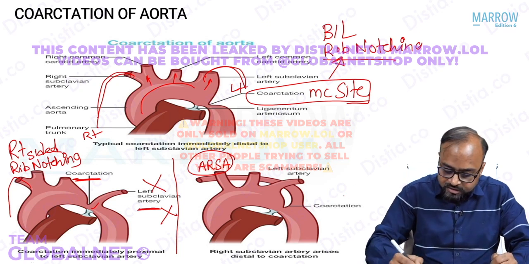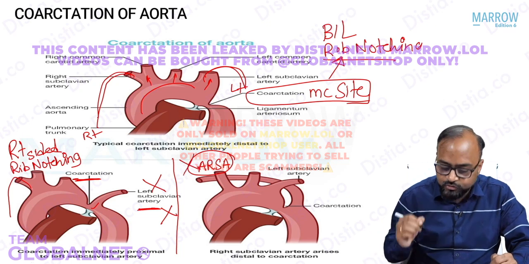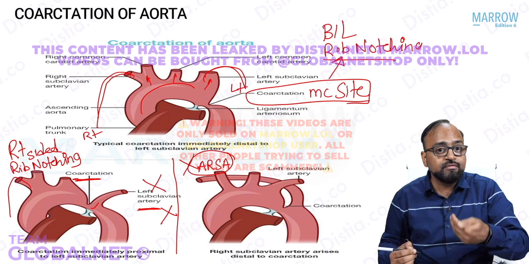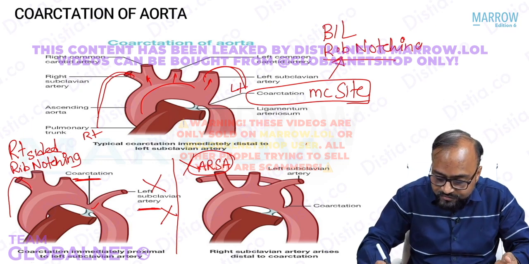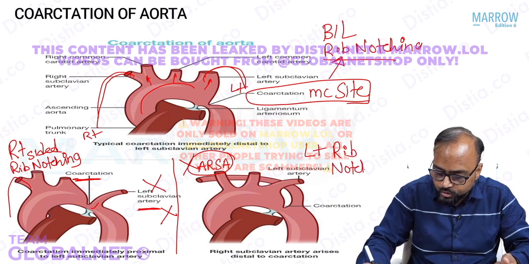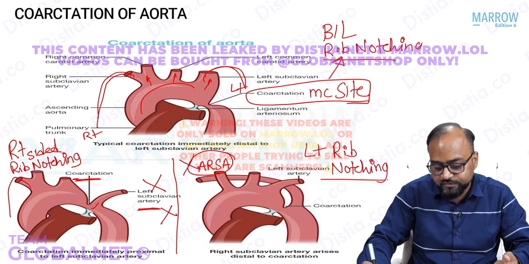So which means that this right subclavian artery will not receive good blood supply. Because it is originating distal to coarctation, it will give rise to collaterals only on the left side. So there will be only left-sided rib notching.